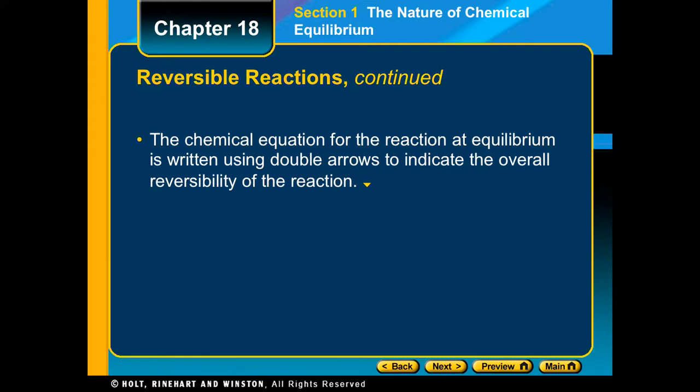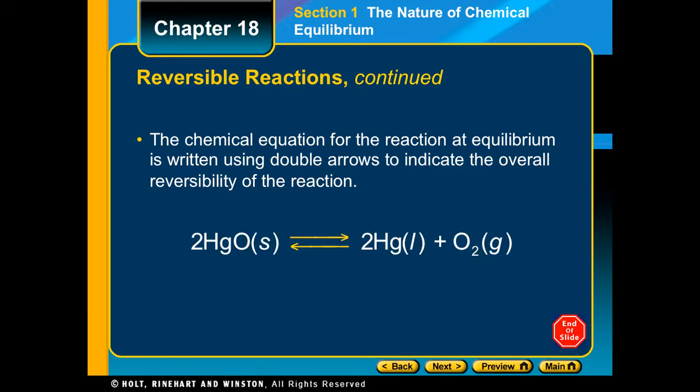The chemical equation for the reaction at equilibrium is written using double arrows to indicate the overall reversibility of the reaction, as shown. The mercury oxide in the solid state decomposes into liquid mercury and oxygen gas. This is the forward reaction. Also, the liquid mercury can react with the oxygen back to form HgO in the solid state.